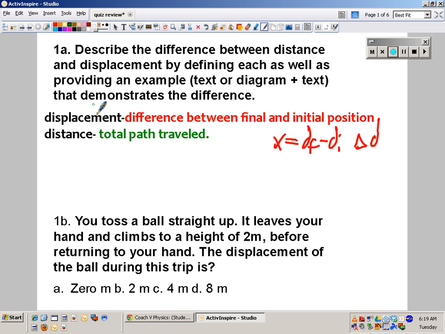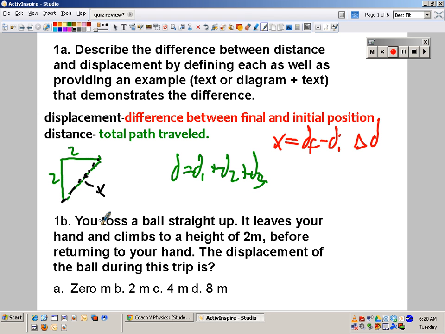On the other side, distance is just your total path traveled. So you add up all your motion, doesn't matter which way it goes. So we draw it like this. Here's your path, maybe 2 and 2, so your distance would be 4. And this would be your displacement. And this would be like Pythagorean theorem.